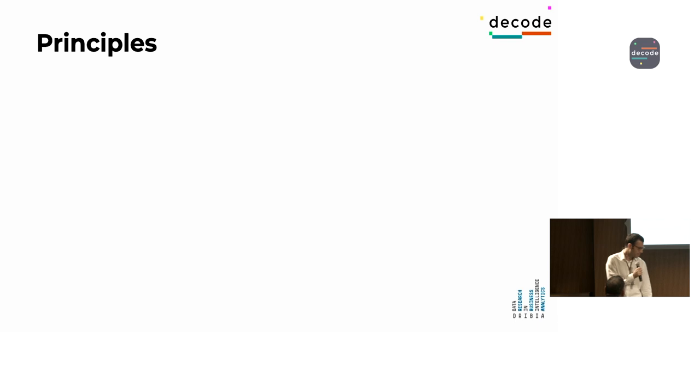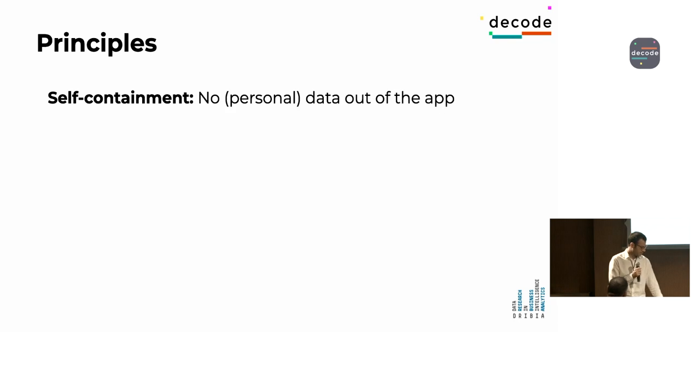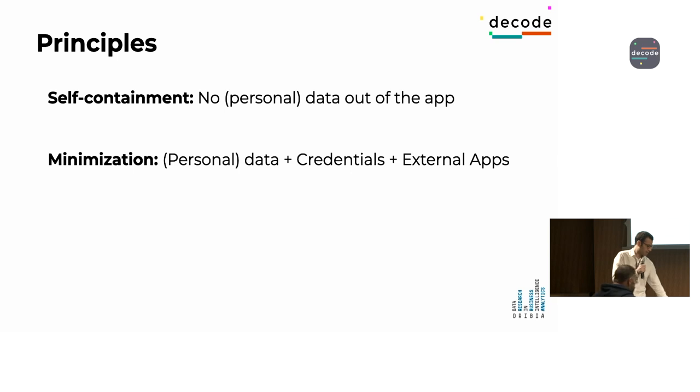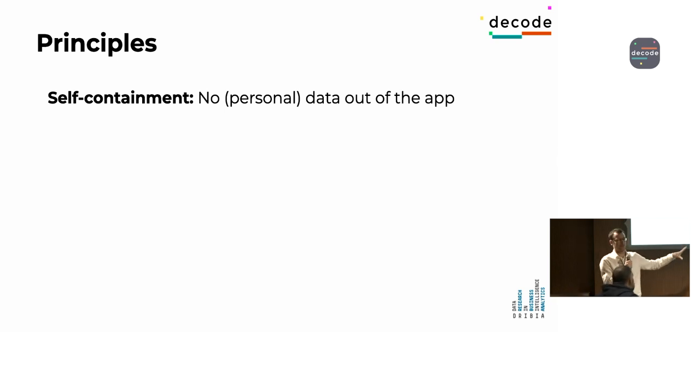So we built the app based on four principles. The first one is self-contained. The idea is that the personal data does not get out of the app. It always remains in your phone, unless you have to talk with the credential issuer. At that moment, you share the data that you want. So the data is not on the server of the DECODE app. This is also very important. It remains in your phone.